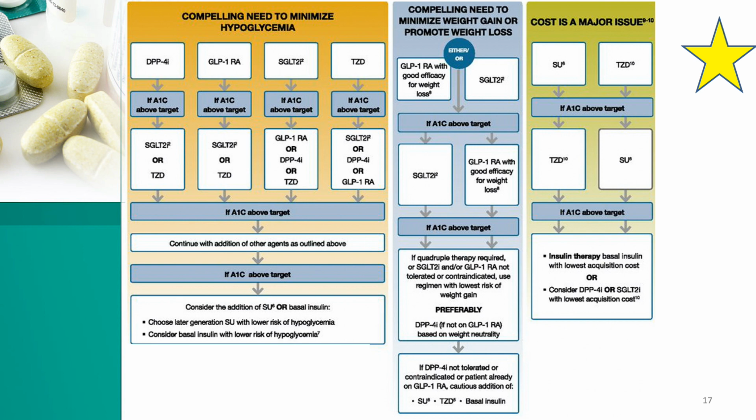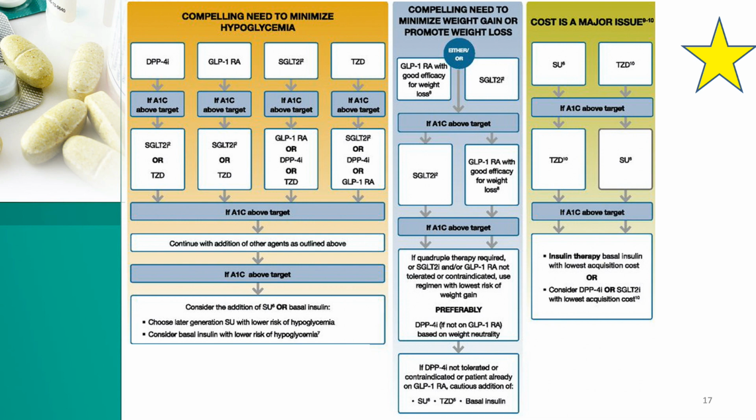There are several options if there is a compelling need to minimize hypoglycemia. So in addition to metformin, a DPP-4 inhibitor, GLP-1 agonist, SGLT2 inhibitor, or TZD can be used as an add-on to the metformin. If the hemoglobin A1C is still not at goal, another agent of these same four can be added for a second, or that'd be a third medication. If the hemoglobin A1C is still above target after this, then one of the agents that have a higher risk of hypoglycemia will need to be added, such as sulfonylureas or basal insulin.